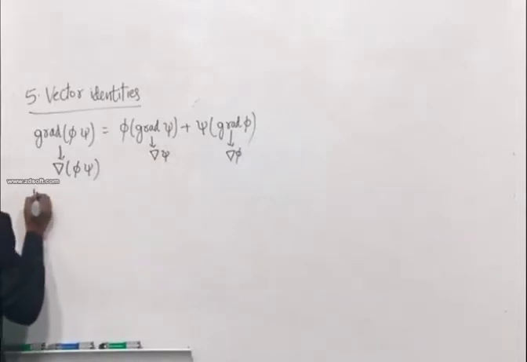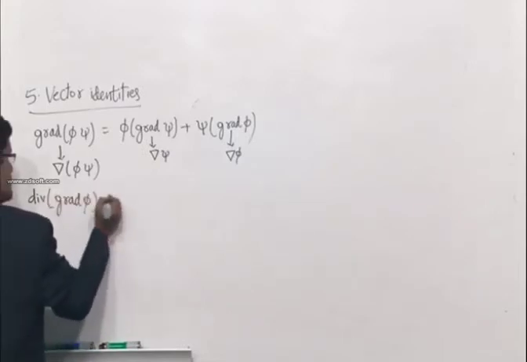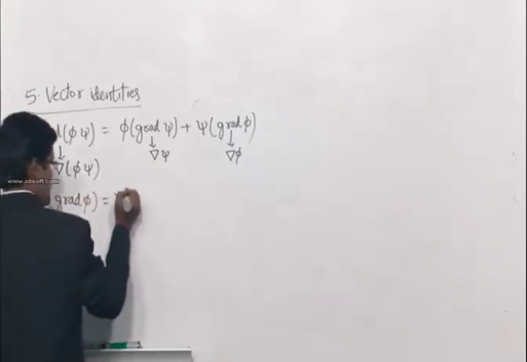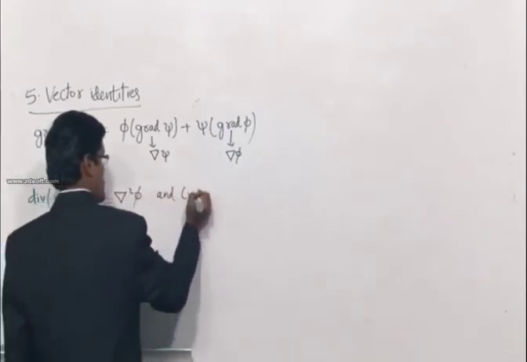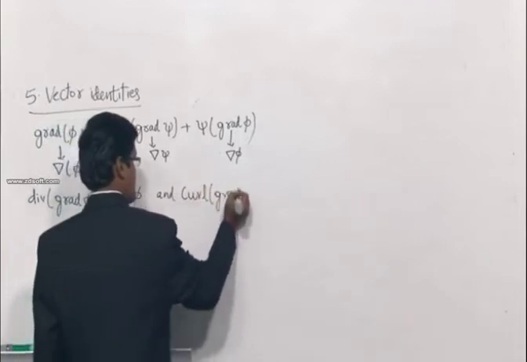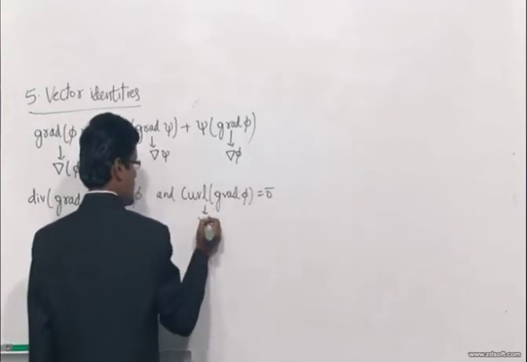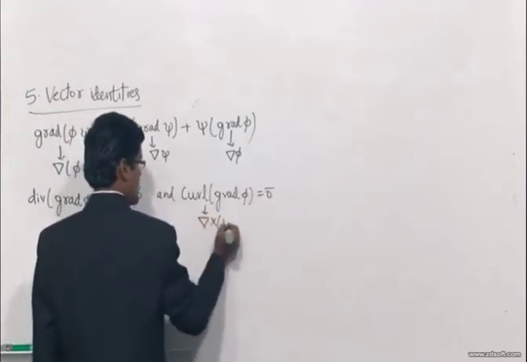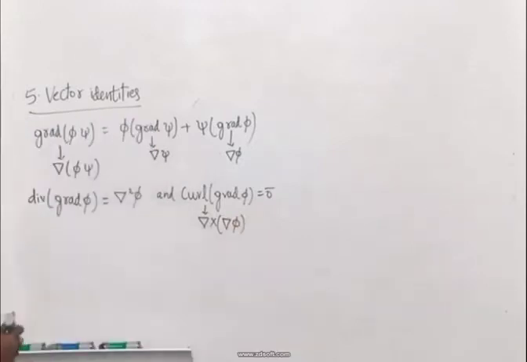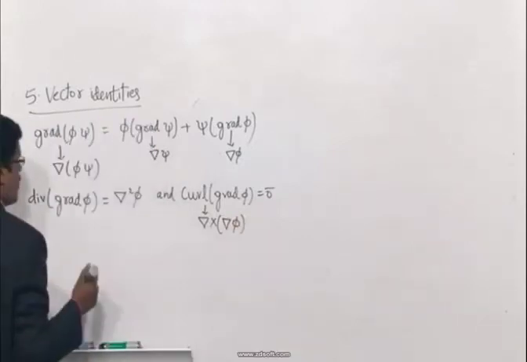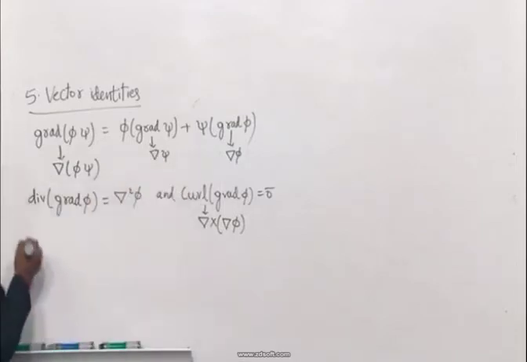Next, div grad phi is equal to del square phi, and curl grad phi is equal to 0 bar. So curl means del cross, grad means operator form del, like that. Write in both notations, both forms. One is notation form, other is with divergence, with curl, with gradient, like that.